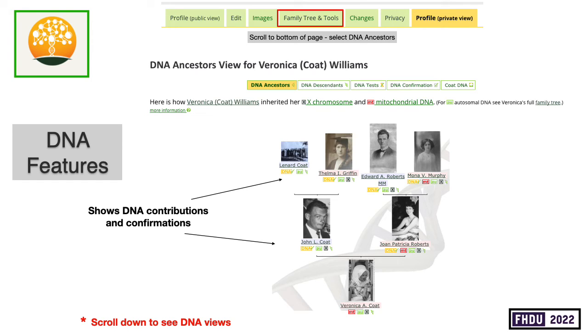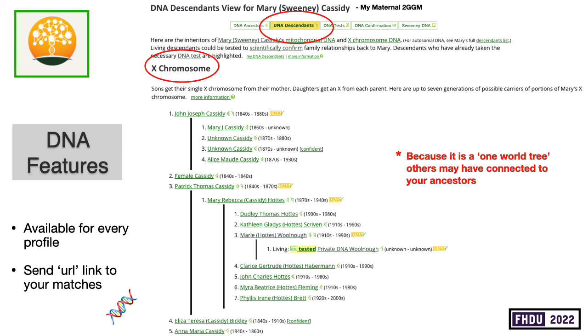The confirmations are the little yellow-orange symbols with the tick, and you can also see whether someone has contributed to your autosomal, X, Y, or mtDNA. These are for every profile, and so they're great to send to people if you're trying to work out some DNA connection. Some of the other features: you can click on DNA on your own or any profile.